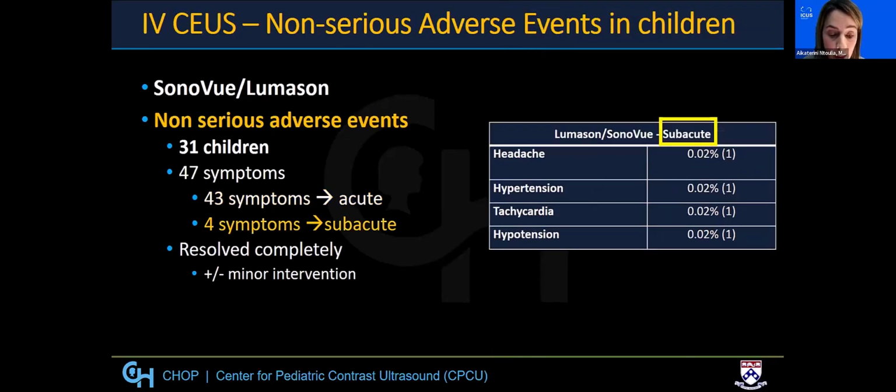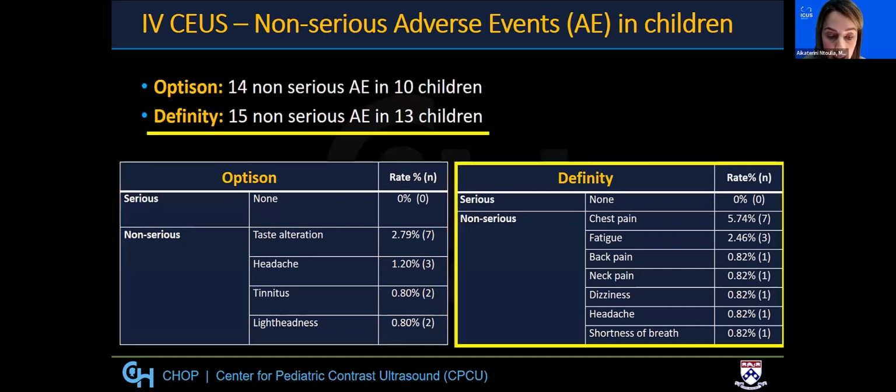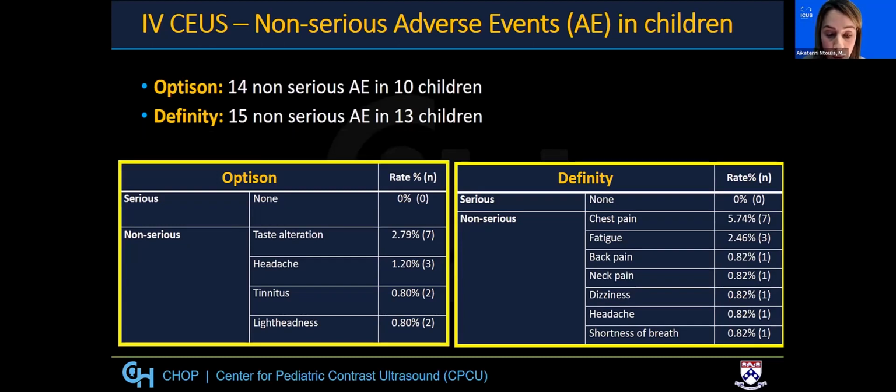4 symptoms were subacute and took place within 1 hour after injection. These were headache, hypertension, tachycardia, and hypotension. All symptoms resolved completely, with some of them requiring minor medical support. With Optizone and Definity, a few non-serious adverse events were reported, and these were similar in nature to what was reported with Lumason, as seen in these 2 tables here.